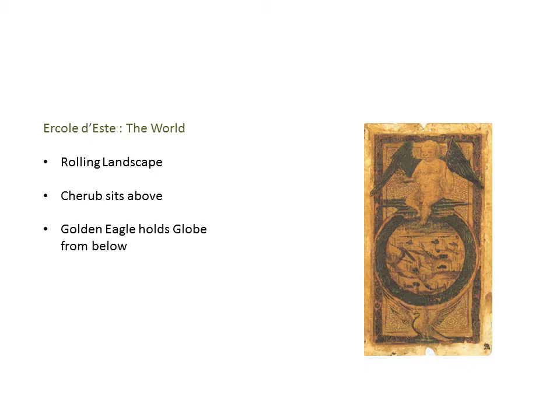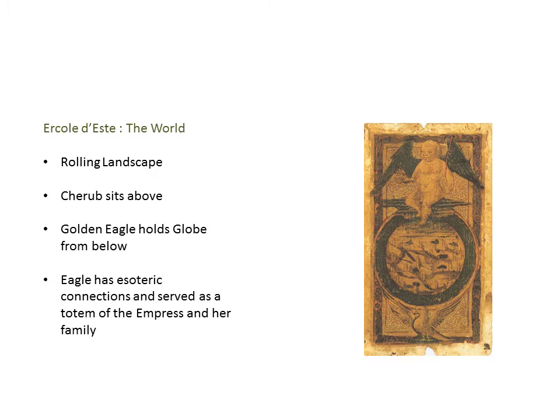Now, the golden eagle a lot of times represents in esotericism the golden representation of alchemical processes. The philosopher's stone, it can also represent the philosophical gold. So this eagle can also be a totem for the empress and her family. So we're seeing a lot of these ideas in the world card.